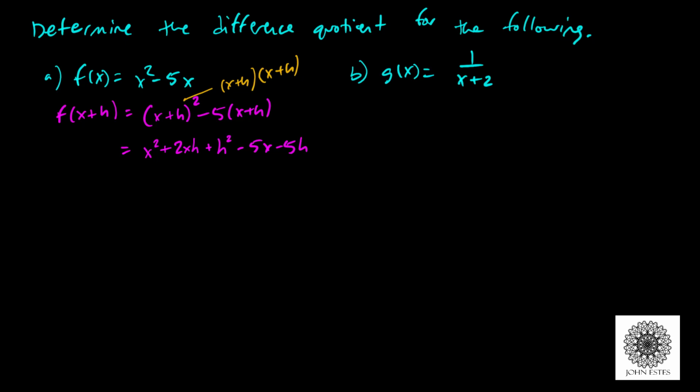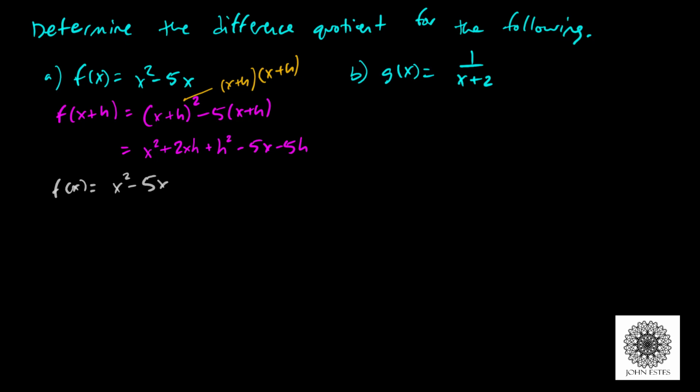So when trying to clean this up, there's really not much to do, because you don't really have any like terms, right? You have x squared plus 2xh plus h squared minus 5x minus 5h. Nothing really simplifies there, so for the time being, we're done. It will clean up a little bit for us, though. Next we need to know f of x. Well, we already have f of x. That's just x squared minus 5x.